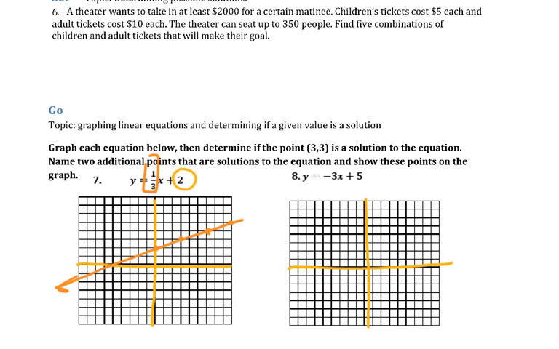Draw my line. So now where's the point (3, 3)? 1, 2, 3, 1, 2, 3. It's that point right there. It's on the line. So yes, it is a solution.